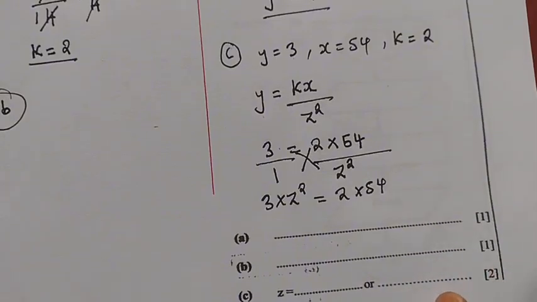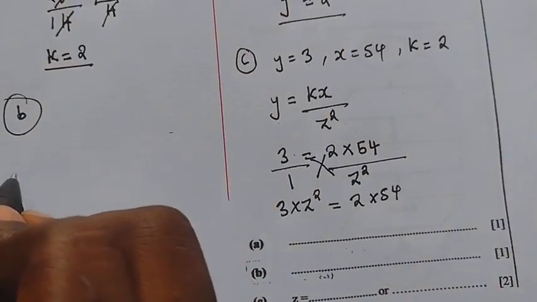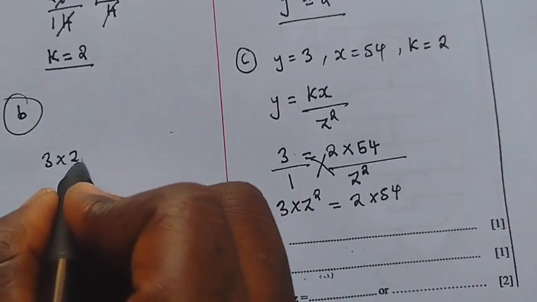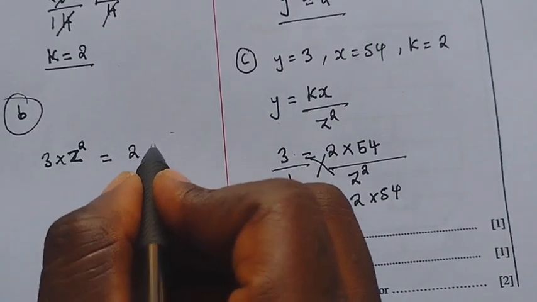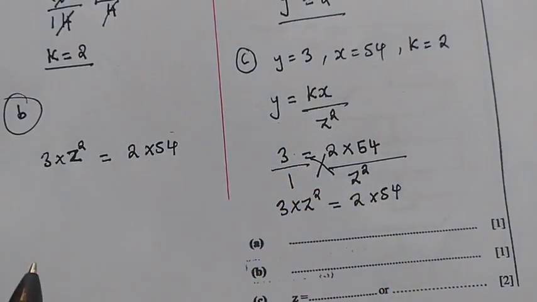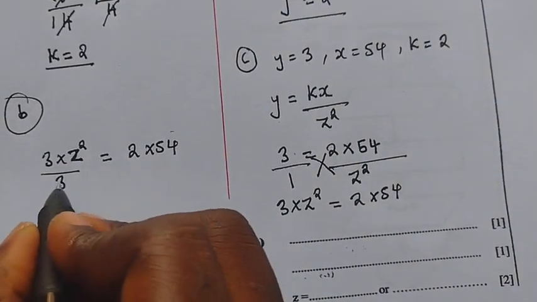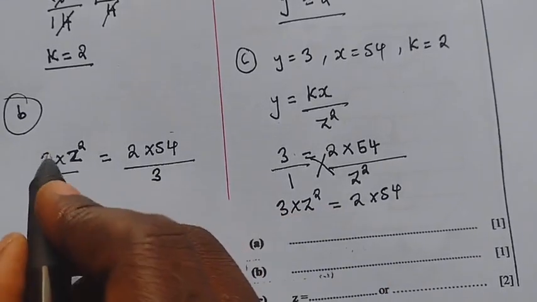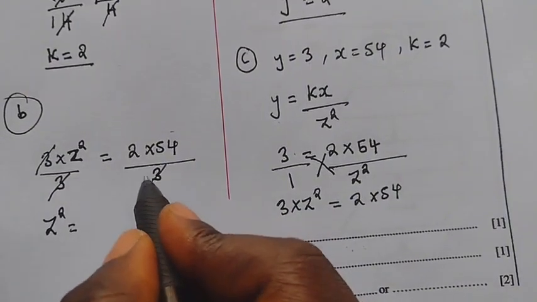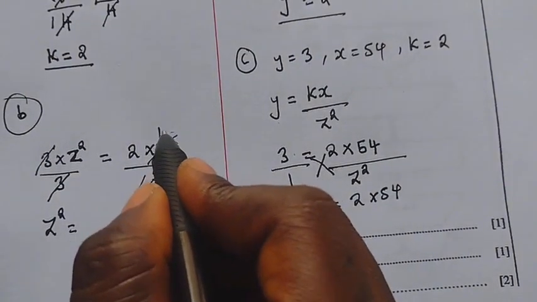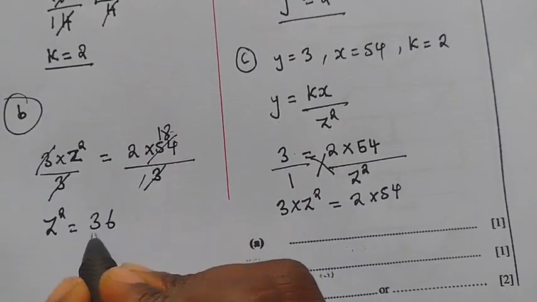So let me rewrite it this side because we have enough space. So we have 3 times z squared is equal to 2 times 54. Make sure that you are answering nicely so that you won't confuse yourself. I'll divide this side by 3, even here by 3, so that this 3 and this 3 will cancel. We'll get z squared is equal to, so 3 here 1, 3 into 54, it goes there 18 times. So 2 times 18, this will give us a 36.